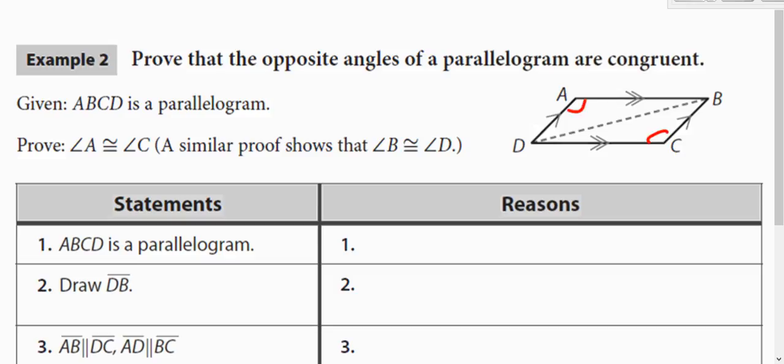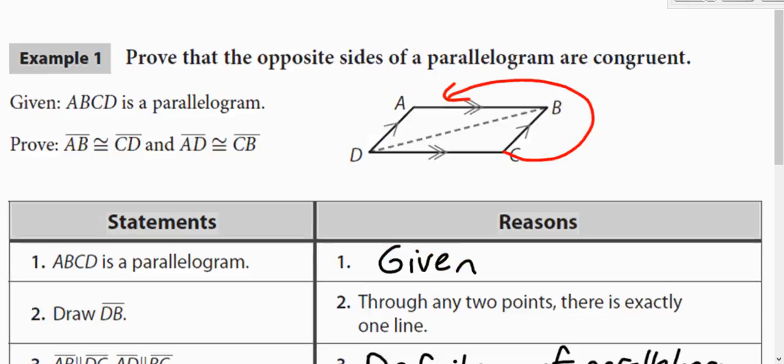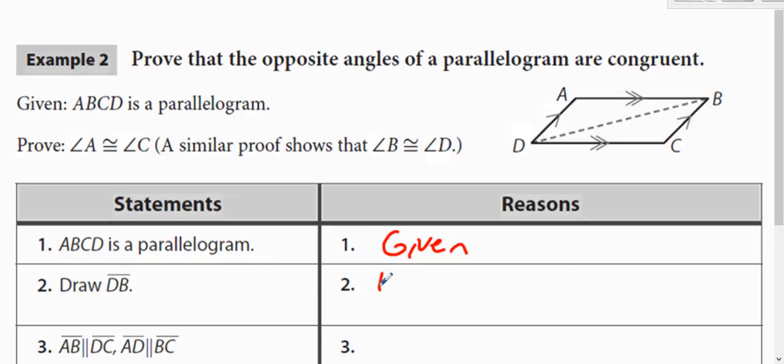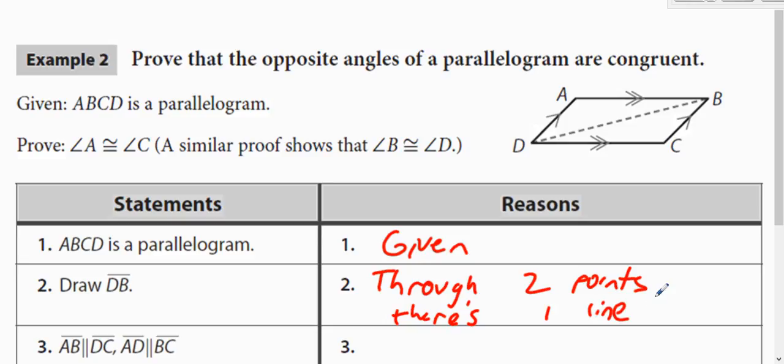Those are opposite angles. So we're going to start. We know it's a parallelogram. That was given. You can draw a diagonal. On the previous one, it said through any 2 points, there's exactly one line. So just write something along those lines. Through 2 points, there's one line. So just draw that line. That's all it is.